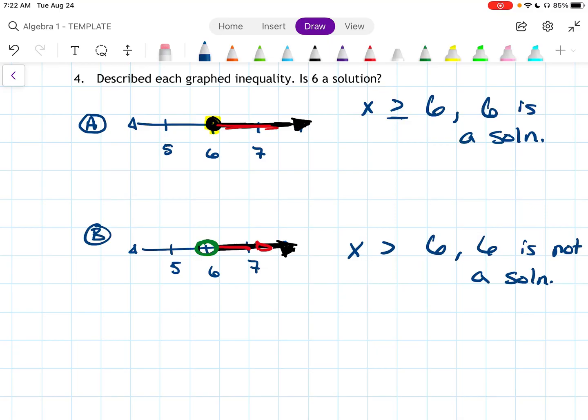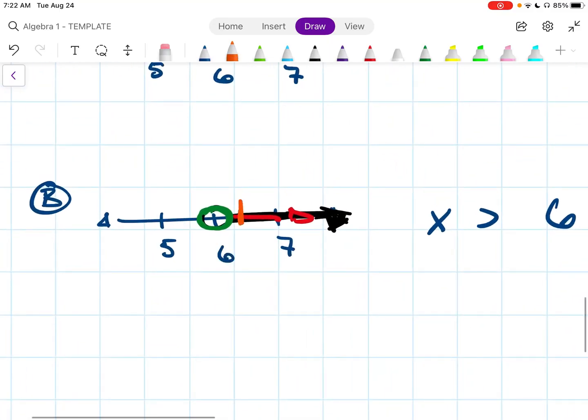If we were to have, I don't know if I can draw this well enough, 6.01, that would be a solution. But plain old 6, that's where the open circle is, and it doesn't include that.